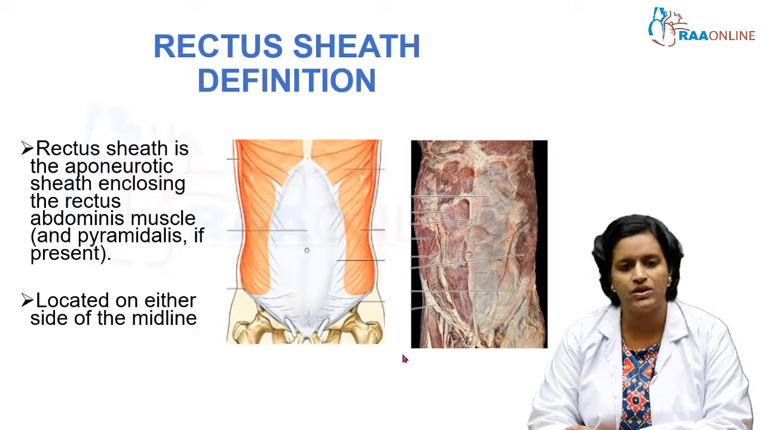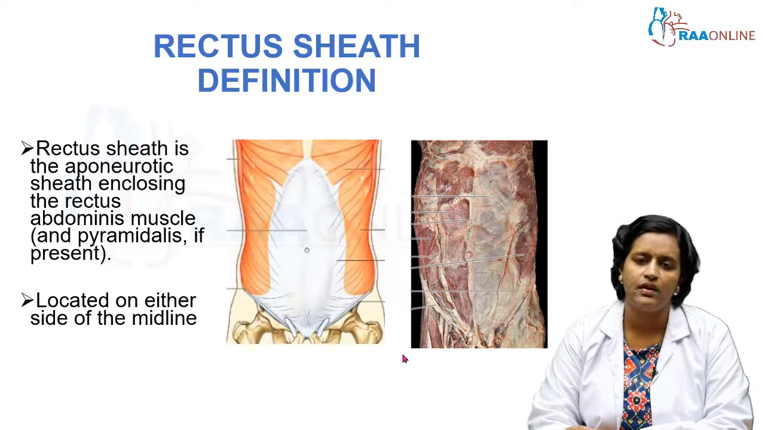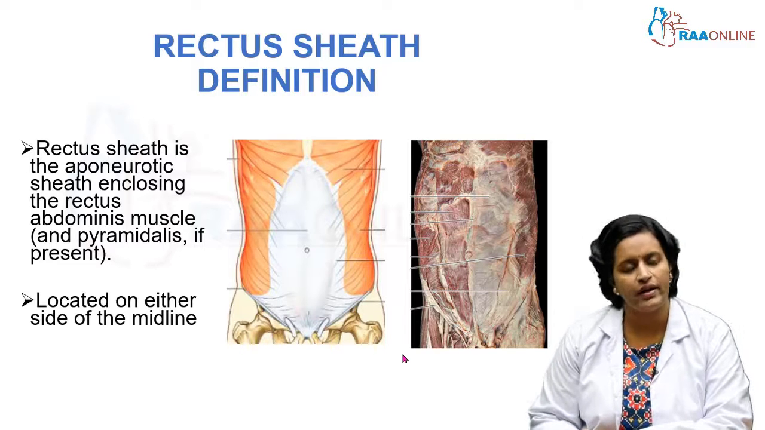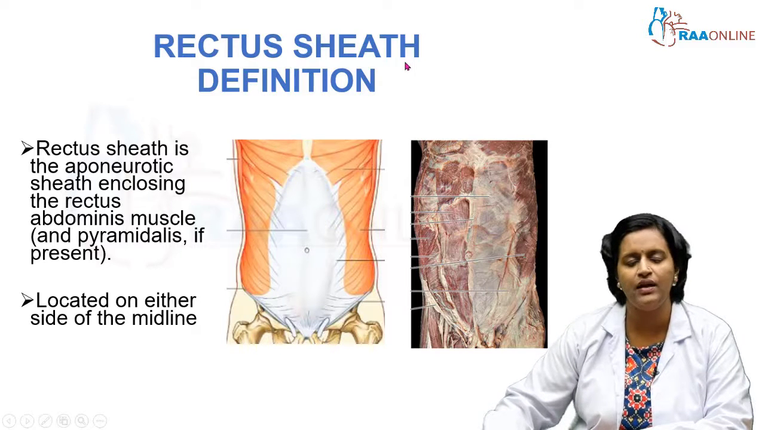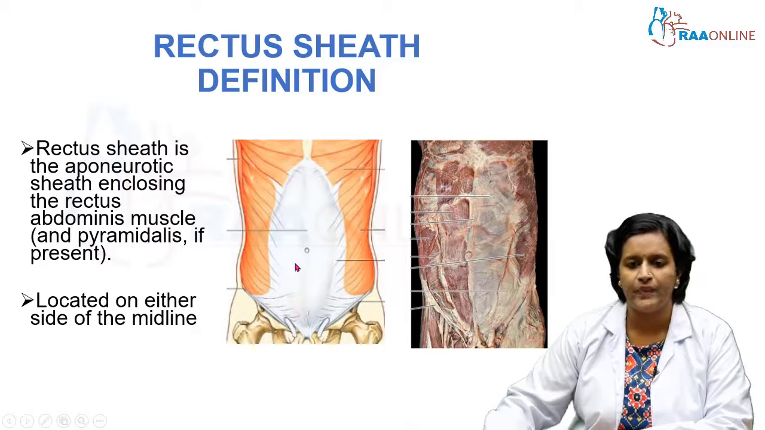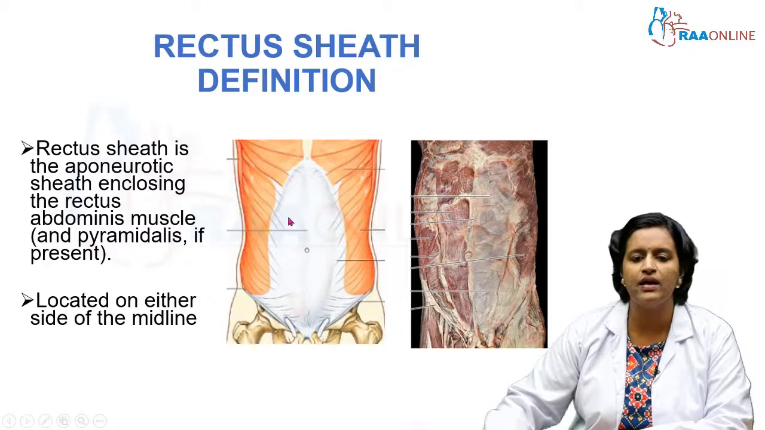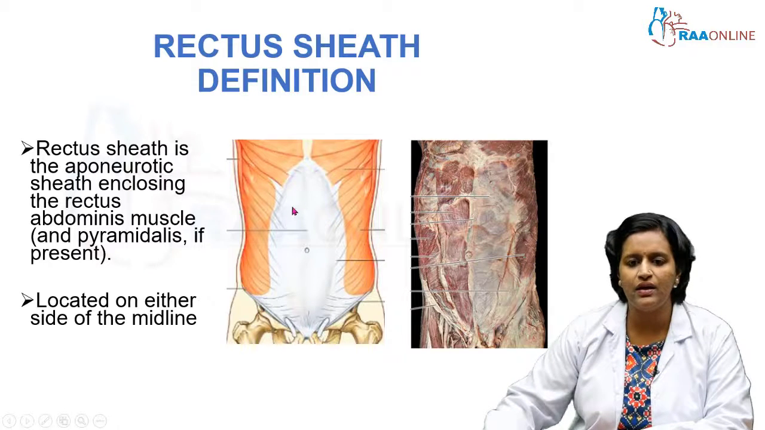How do you define rectus sheath? It is an aponeurotic sheath that encloses the rectus abdominis muscle. If pyramidalis muscle is present, the rectus sheath encloses it also. So, as we understand from the term itself, rectus sheath is the sheath or covering of the rectus abdominis muscle. What we see in white color here is an aponeurotic structure. Aponeurotic means it is fibrous. So this white color here is the rectus sheath.